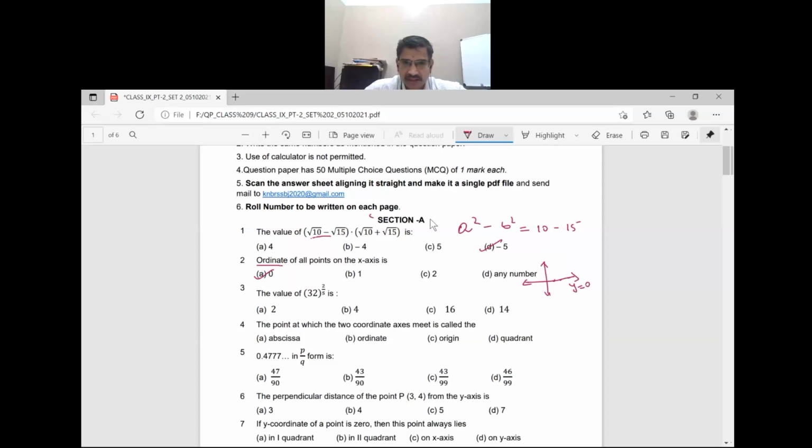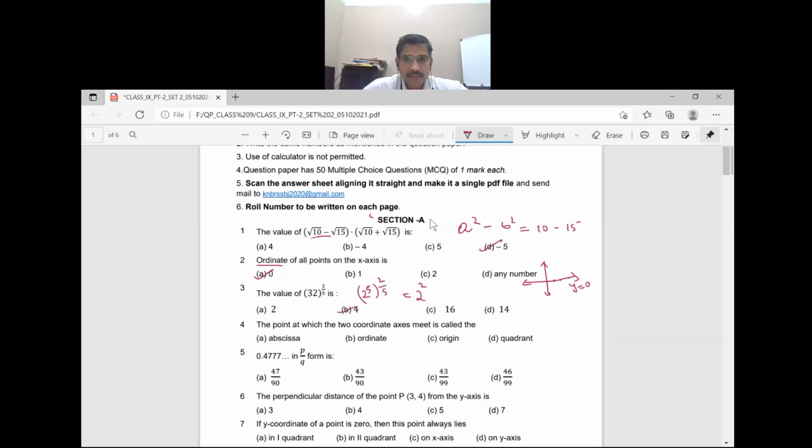Next, question number three: 32 to the power 2 by 5, where 32 is written as 2 power 5 whole power 2 by 5. Now you know how to simplify this, using the formula a power m whole power n. So it becomes 2 power 5 into 2 by 5, where 5 into 2 by 5, the 5 cancels and 2 alone is there. So 2 square, 4. 4 is the right answer.